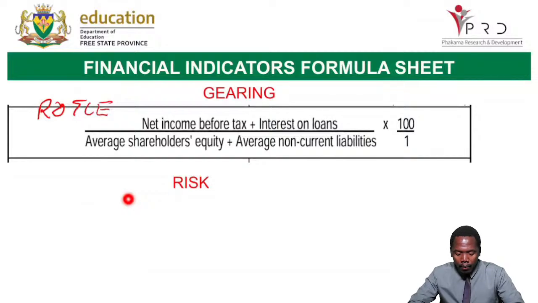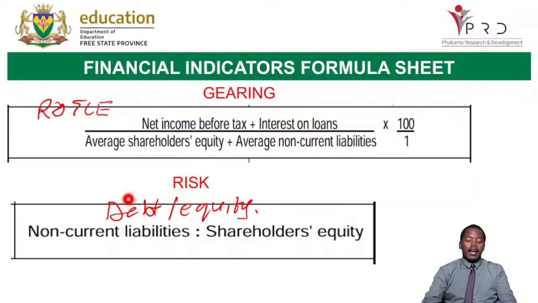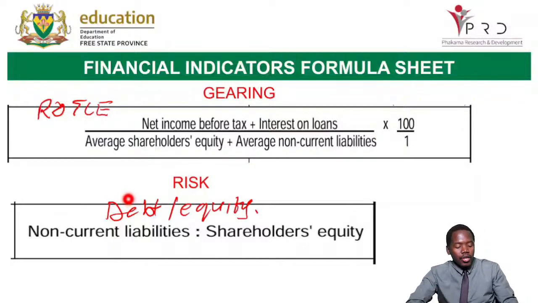Now, what is the financial indicator under risk? This is our debt equity ratio. There is the formula: non-current liabilities is to shareholders' equity.